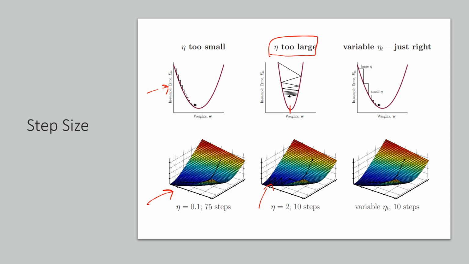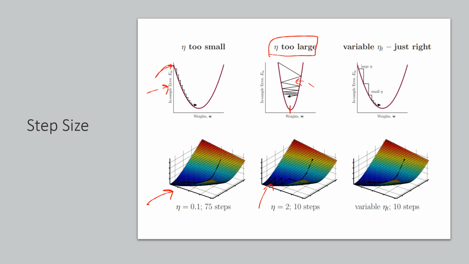The other case is if eta is too small, then what happens? That's good in a certain way, because we will not violate any of the conditions here and we will eventually reach the bottom. But the downside is that if we are too far away from the bottom, it will take us forever to reach the minimum. That is going to include some inefficiencies in our algorithm. So what should we do?